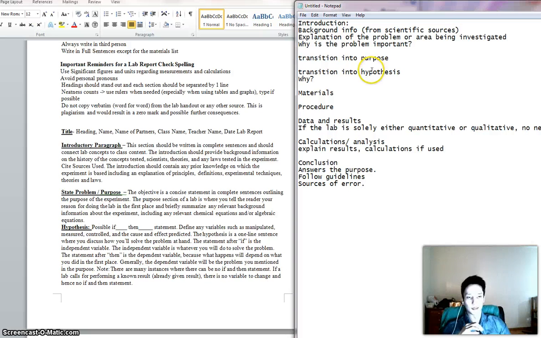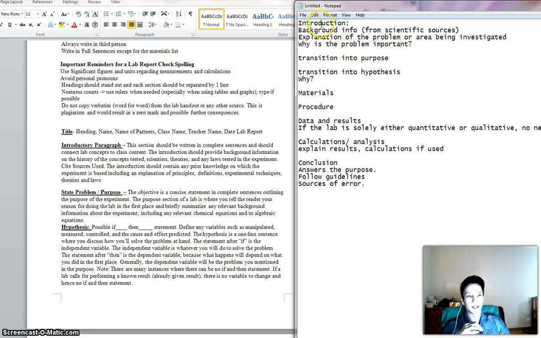Okay, so the reader just can't. I mean, slime is pretty much straightforward. If you're going to do an experiment with slime, it's about slime. But if you have a more broad, general topic, just giving background information about that topic isn't really going to talk about what you're actually trying to hone in on. So explain the problem or the area being investigated.